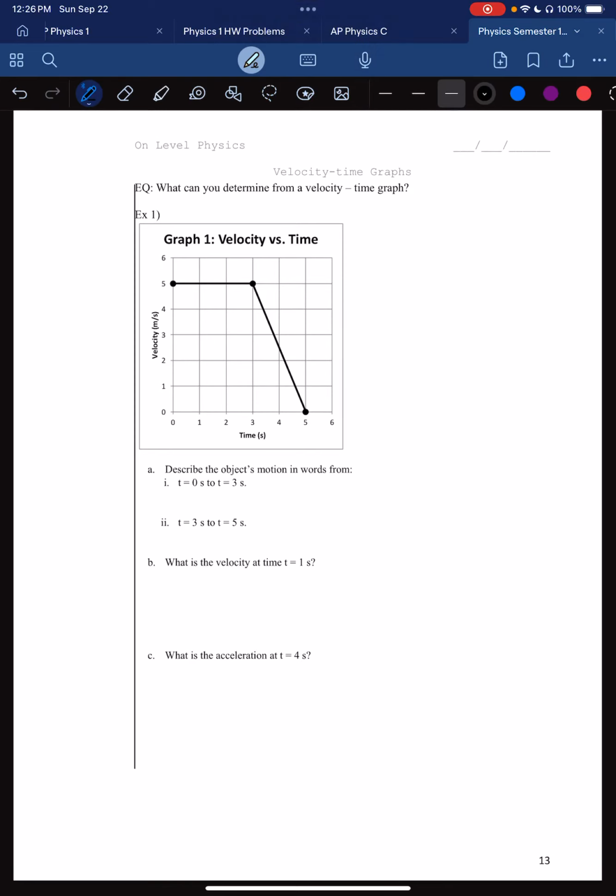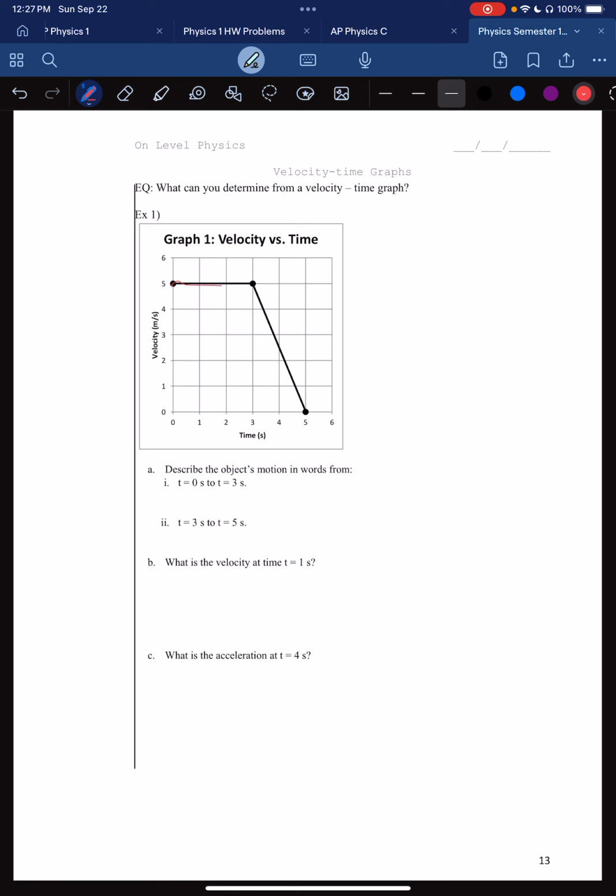On a velocity time graph, we have time on the x-axis and velocity on the y-axis. So this is showing us the velocity of some object over time. You can just think of a car. And so let's start with part A. It says describe the object's motion in words from 0 to 3 seconds. We're talking about this segment here.